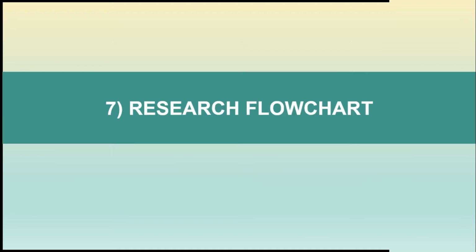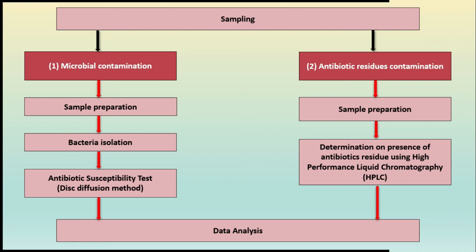Before I explain the methodologies, let's go through the research flowchart in short. First of all, I will do the sampling of catfish and soil at Sungai Kesang, and then there are two parameters that will be tested. The first one is microbial contamination and the second one is antibiotic residues contamination.